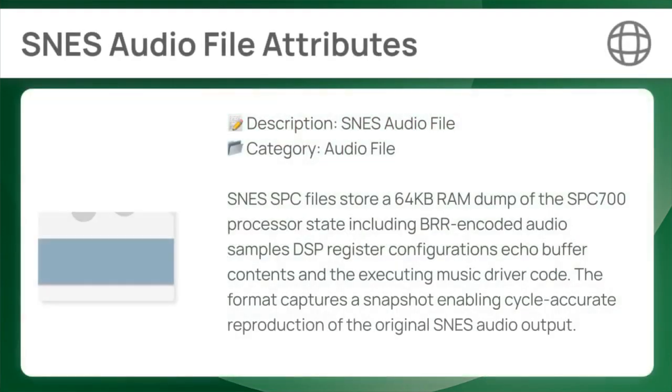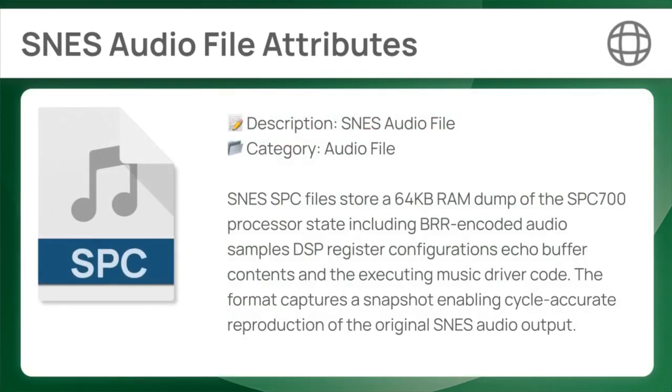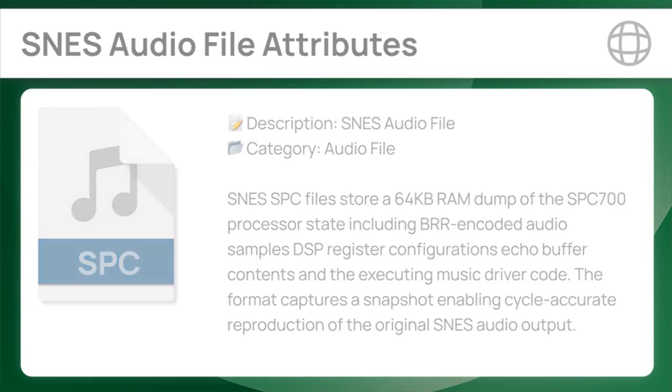SNES SPC files store a 64 kilobyte RAM dump of the SPC700 processor state, including BRR-encoded audio samples, DSP register configurations, echo buffer contents, and the executing music driver code. The format captures a snapshot enabling cycle-accurate reproduction of the original SNES audio output.